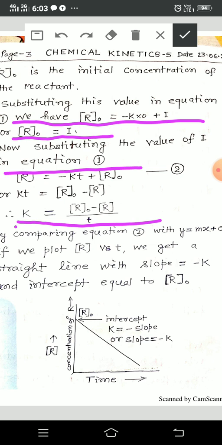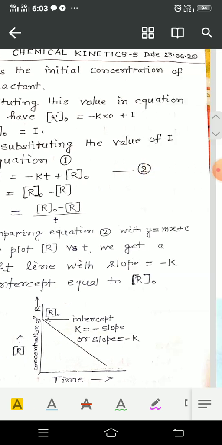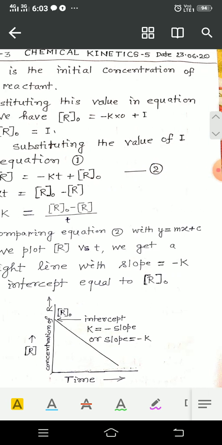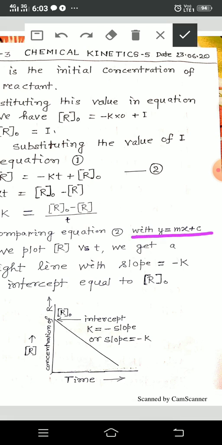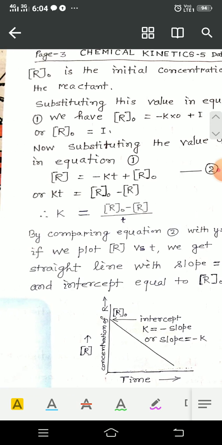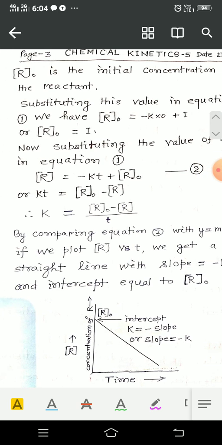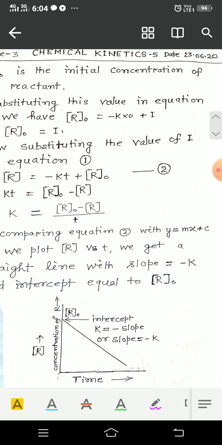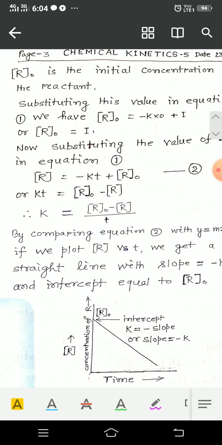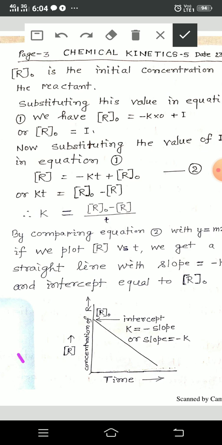By comparing equation 2 with y is equal to mx plus c, when we plot R versus t, we get a straight line with slope minus k and intercept equal to R naught, and this is the graph.